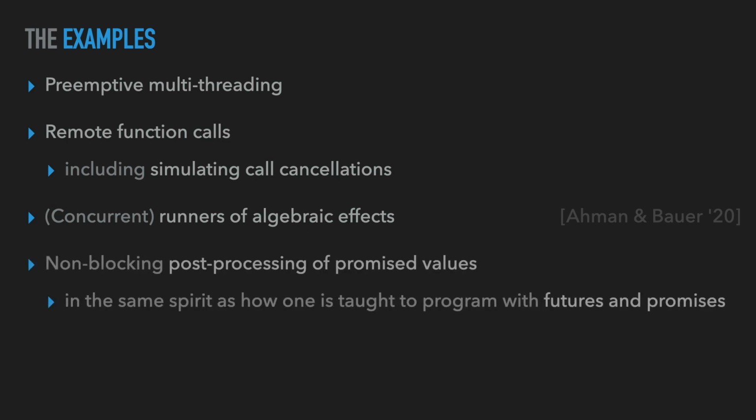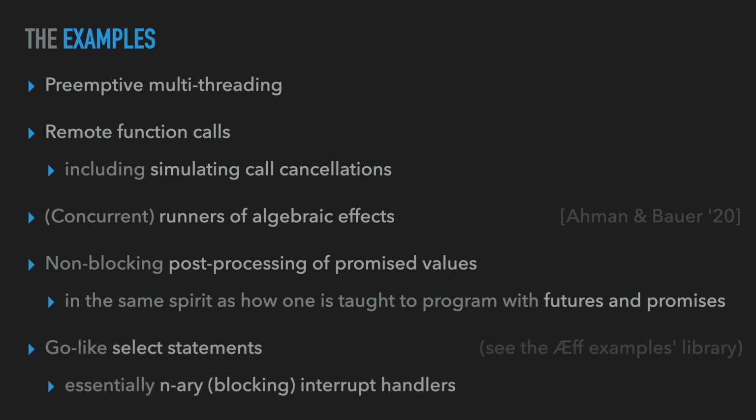We also demonstrate how to post-process promised values in a non-blocking way. And by this I mean that, for example, if an existing interrupt handler has promised to return us a list of integers, then we show how to apply further functions to this list without blocking the rest of the computation and in such a way that these functions get executed only when the original interrupt handler is triggered. And finally, we can also implement go-like select statements in our calculus, which we can then use to simultaneously wait for a number of interrupts and only react to the first one that arrives.